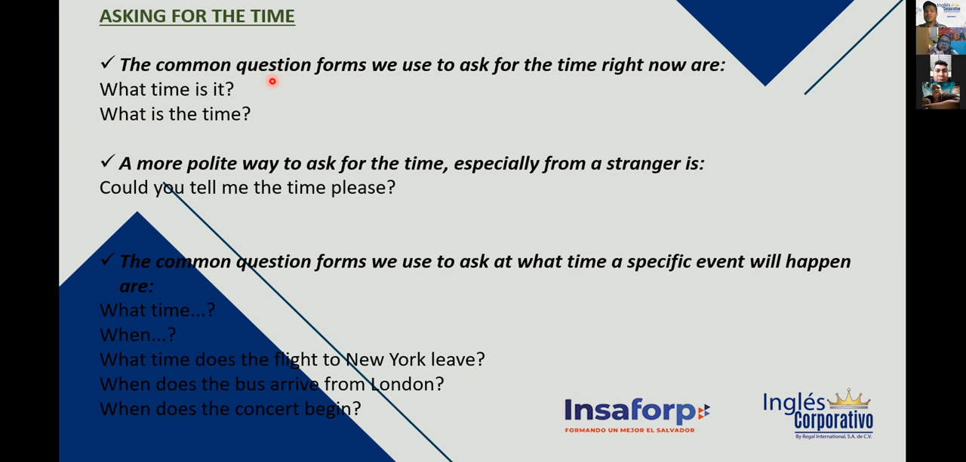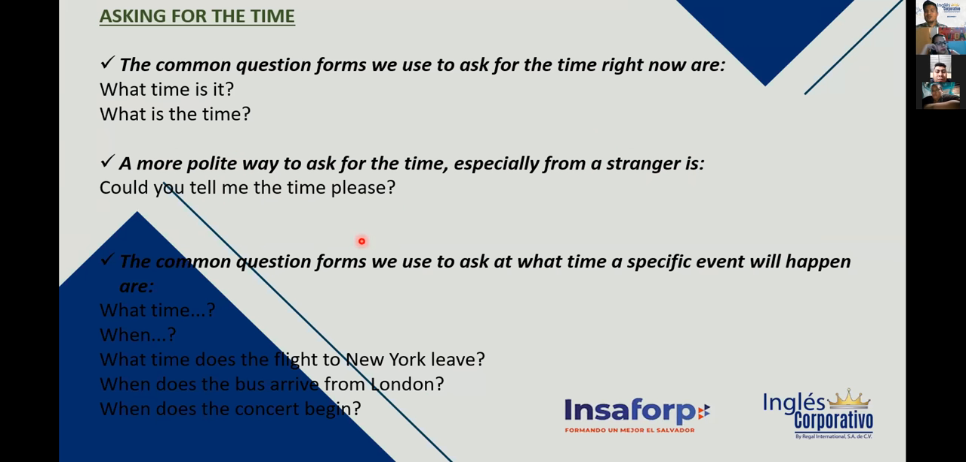But number 2 says a more polite way to ask for the time, especially from a stranger. So this question here in number 2 is only used, solamente utilizada, de forma educada. That's why it says there, polite, to ask someone that you do not know, alguien que usted no conoce, un extraño. Usted va en la calle y le pregunta, could you tell me the time, please? ¿Podría decirme la hora, por favor? Yes, so that's more polite, more professional.